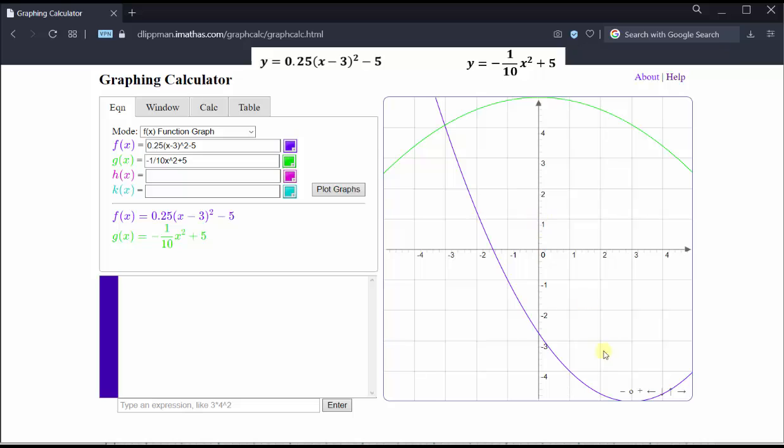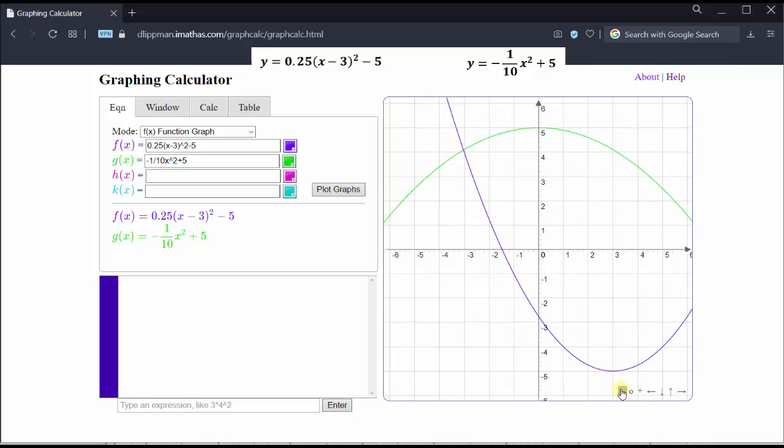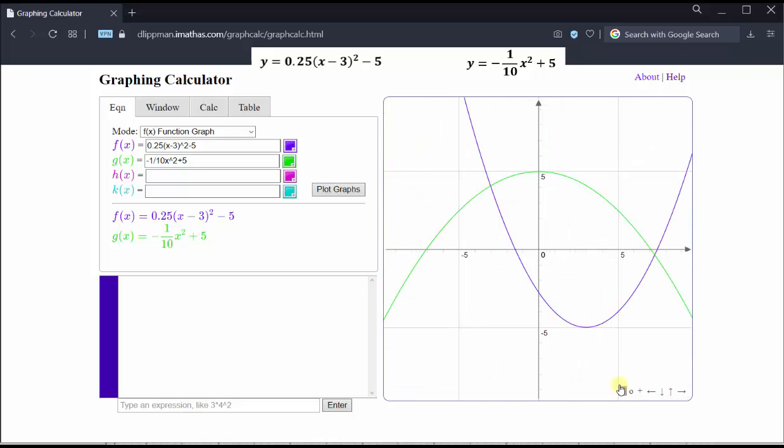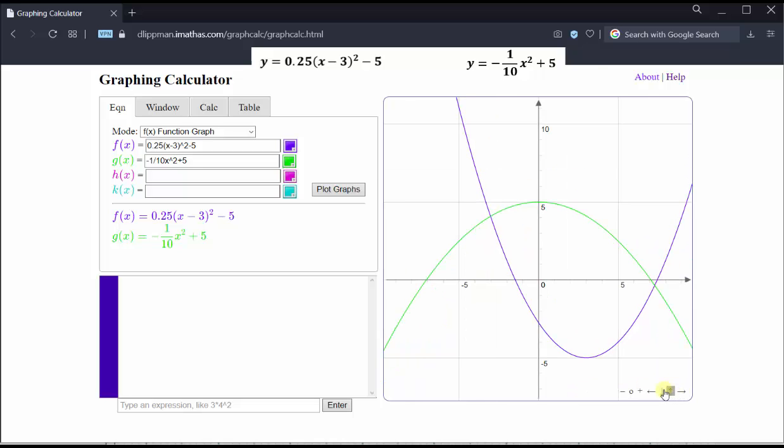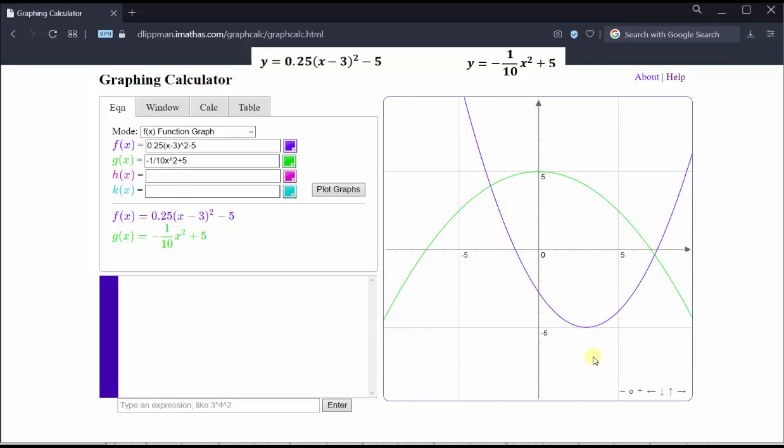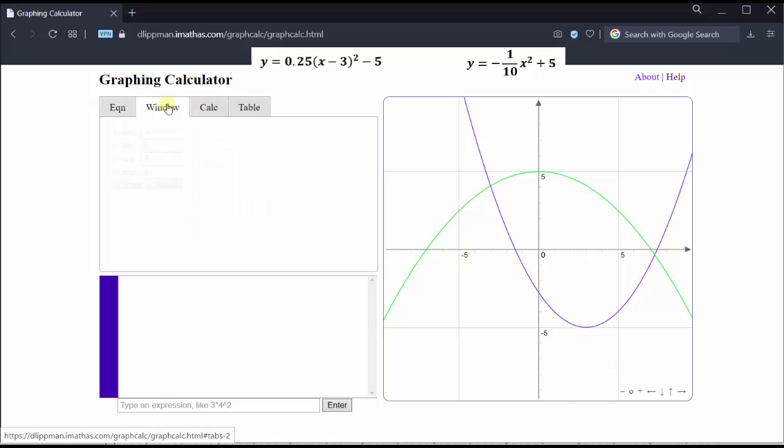We can zoom in and zoom out using the plus or minus in the lower right hand corner of the graph. We can also reposition the graph left, right, up, or down using the arrows to the right. Notice how if we click minus 1, 2, 3 times, we have a very nice view of the graph. Again, we can use the arrows on the right to shift left, right, up, down. We can also adjust the window manually if we want using the window option in the upper left-hand corner here.